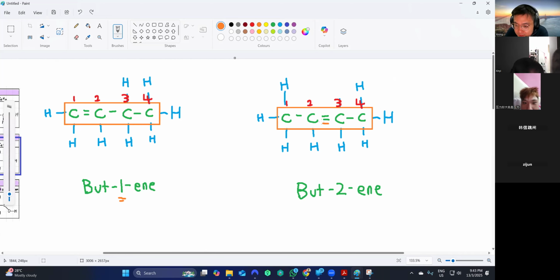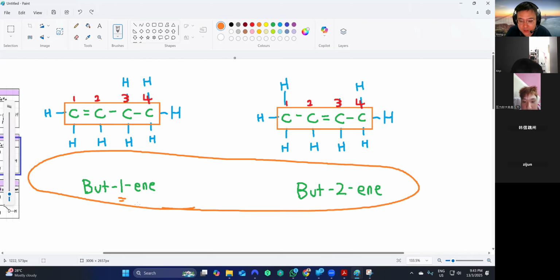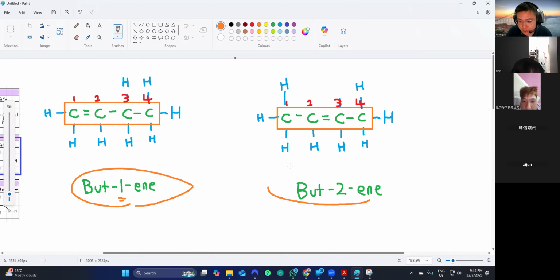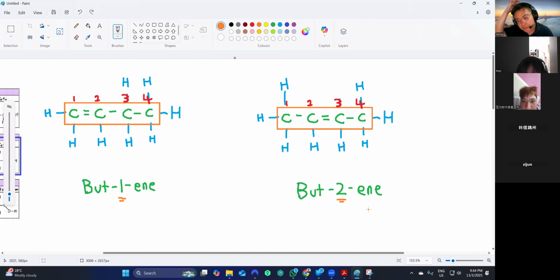So you see here, this one is but-2-ene. You see the difference between these two names is only the number. This was but-1-ene, this was but-2-ene. The only difference is the number. Yes or no? Nod your head if you say yes. Okay, yes, she nodded her head.